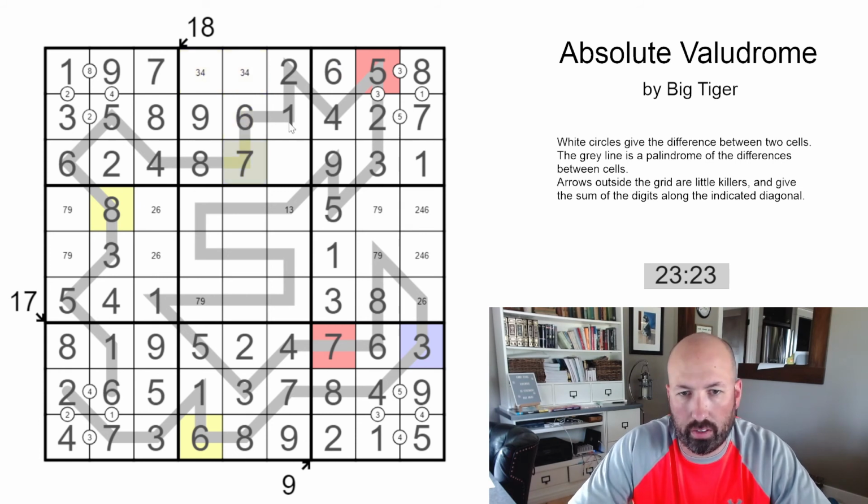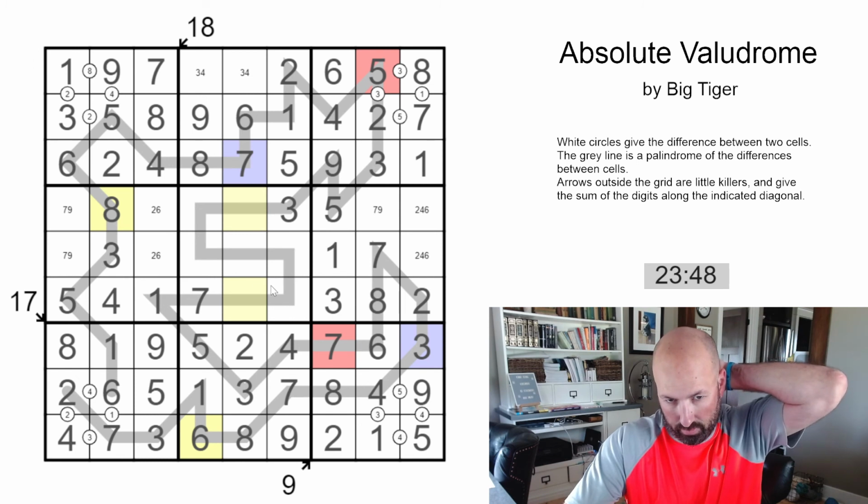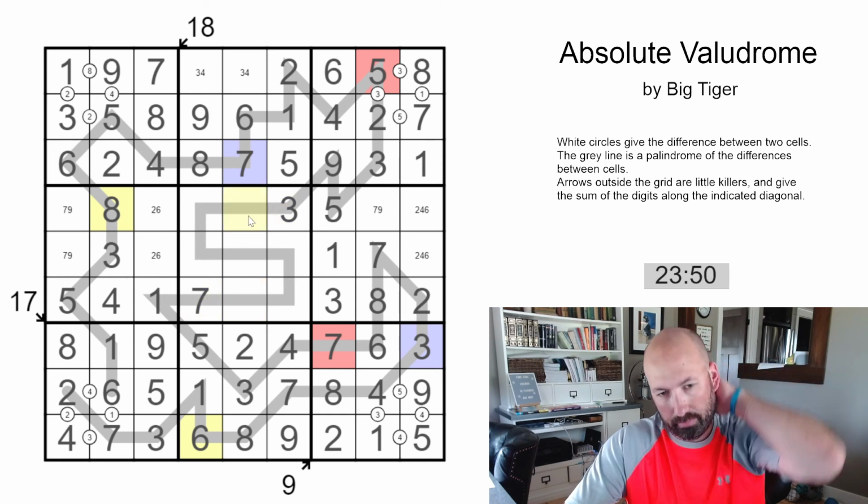Oh, that's a 6 anyways because of this 4. This is a 5. Okay, so 1, 5, 1. So this is 1, and then 5, and then 1. That works. The 1 here gives us the 3, which means that's a 7, because it needs to be a difference of 6.